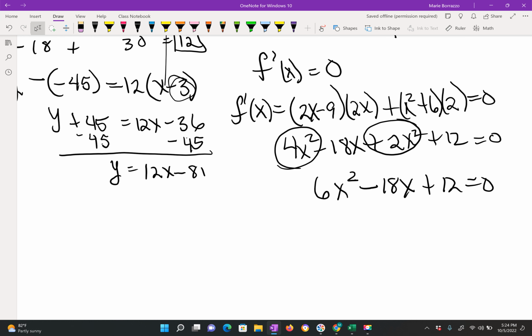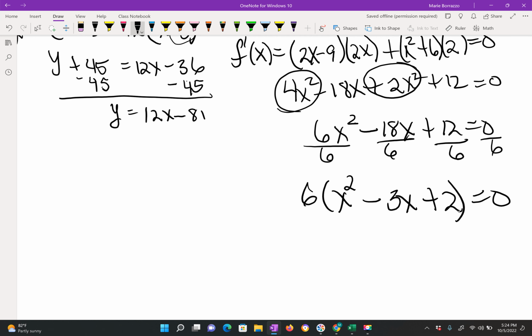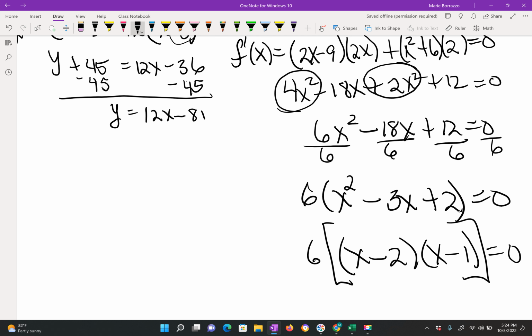Now, keep in mind 6 goes into all three of these, so if I divide all of these by 6, including the 0, that means I can factor this out, leaving me x squared minus 3x plus 2 equals 0, which I can factor further. So this is 6 times x minus 2 times x minus 1, set that equal to 0, which means that x is equal to either 1 or 2.